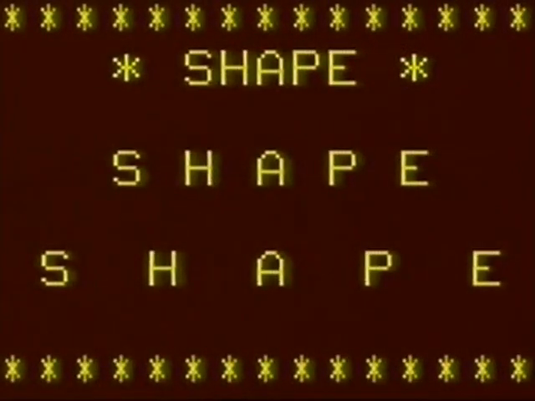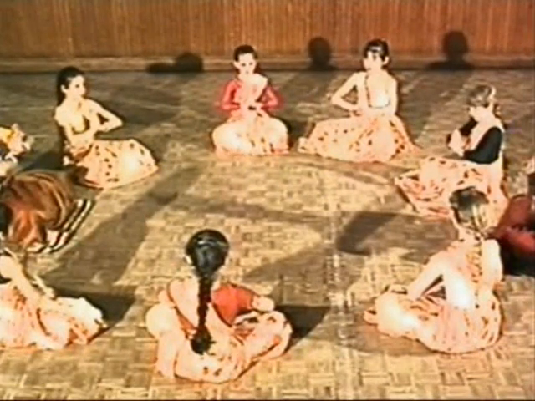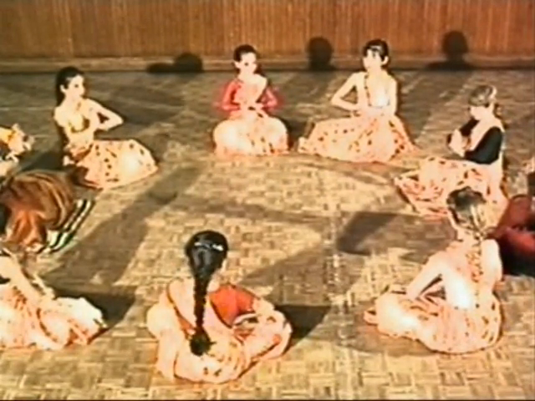Many of the shapes and patterns of Indian dance are inspired by simple geometric shapes, like the circle, triangle, and straight line. This is how some primary school children explored these shapes through their dance.